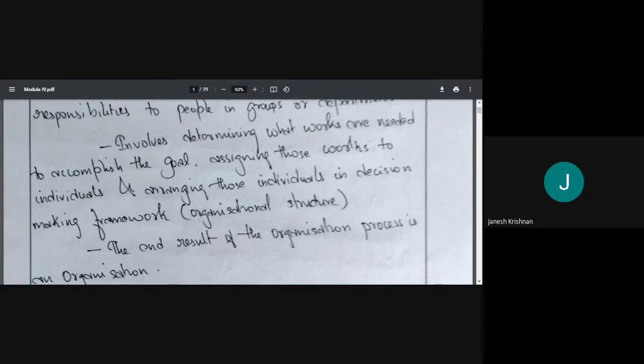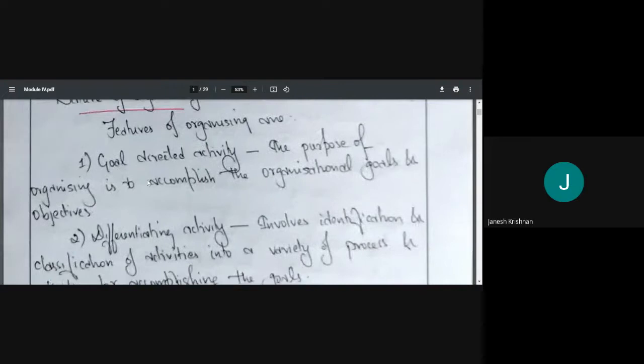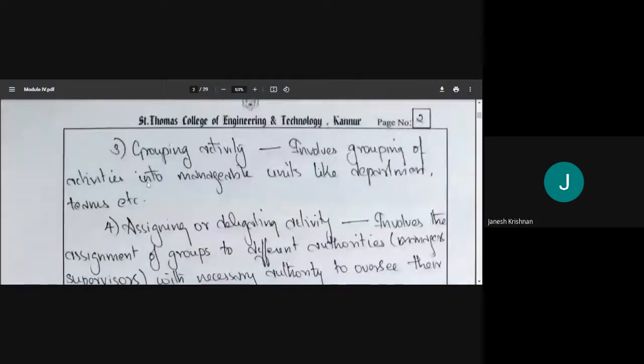Right? What are the natures? It's a goal-directed activity, so it is motivated. Motivation is to achieve the goal. Then the differentiating activity, that is, we'll identify the different processes or different activities to be done, and then we'll classify them. Then it's a grouping activity. So we'll group activities into management units like departments.